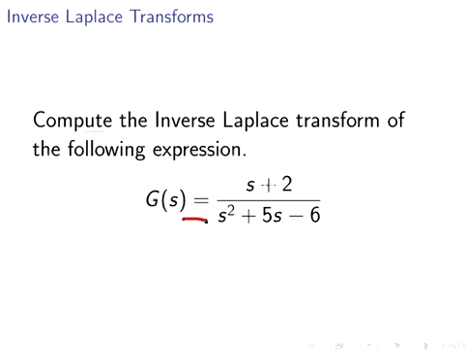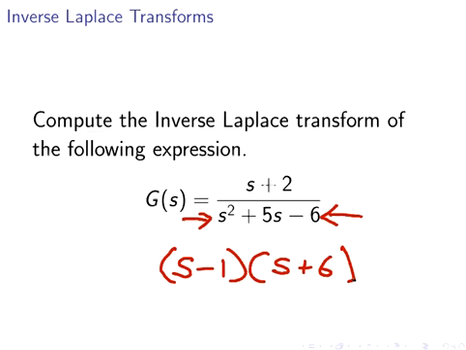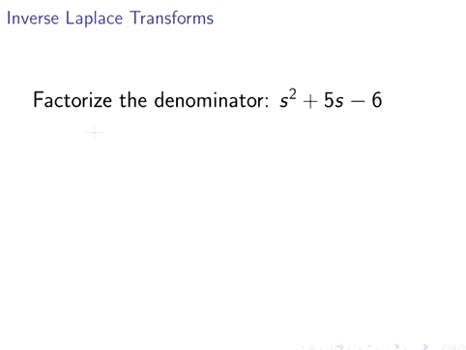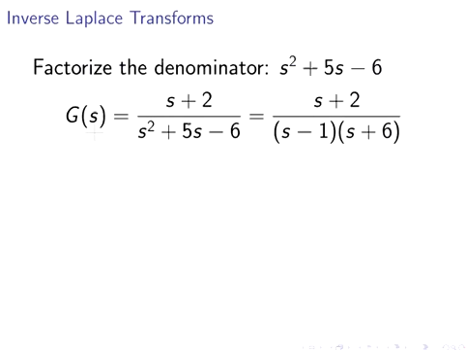Now, what we have here is a quadratic expression, the denominator, s squared plus 5s minus 6. What we would do there is factorize it. We would get s minus 1 times s plus 6. That's what we would get when we factorize that. So the factorized denominator is s minus 1, s plus 6.